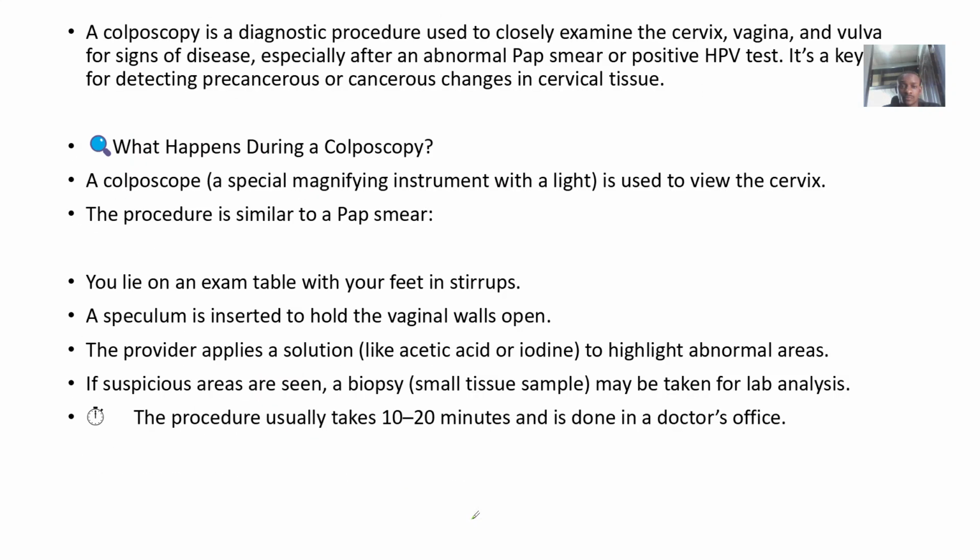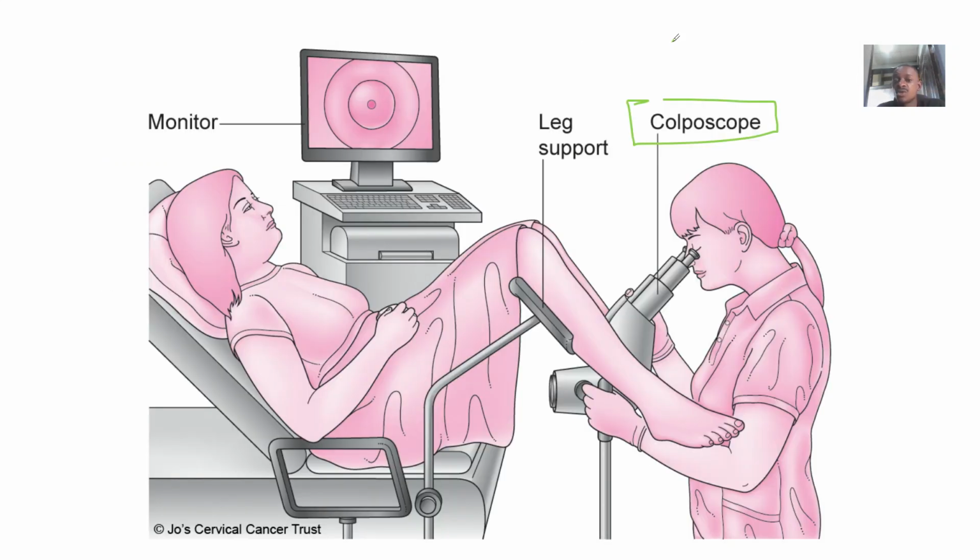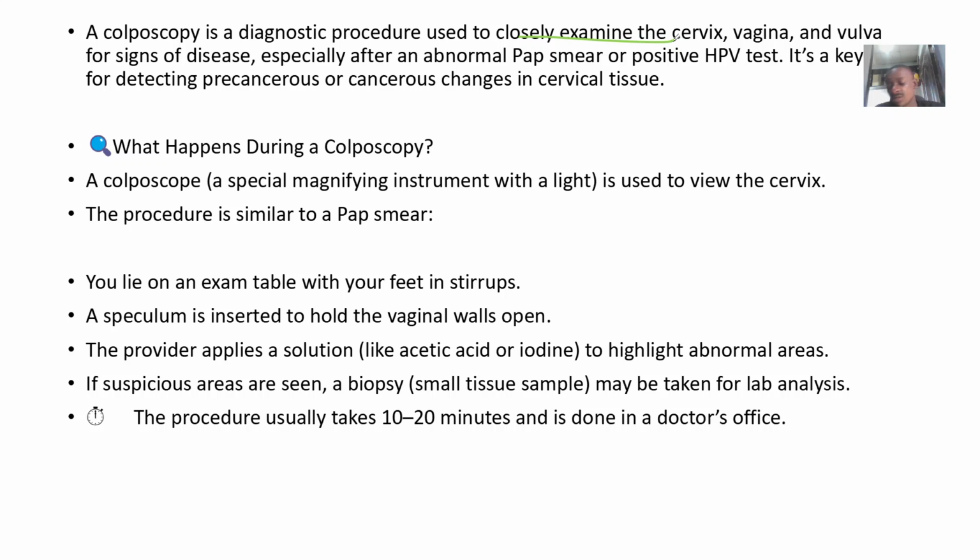Okay. So it's a diagnostic procedure. It's used to closely examine the cervix. You want to look at the vagina, all right? You want to look at the vulva, all right? And you are looking at this because you want to detect disease, especially after an abnormal pap smear or positive human papilloma virus test. So it's key for detecting if you are dealing with a condition that is before cancer or a condition that is after cancer, like the cancer itself.